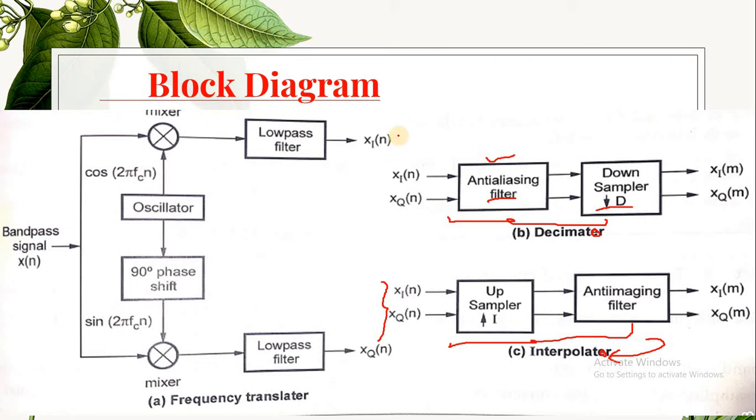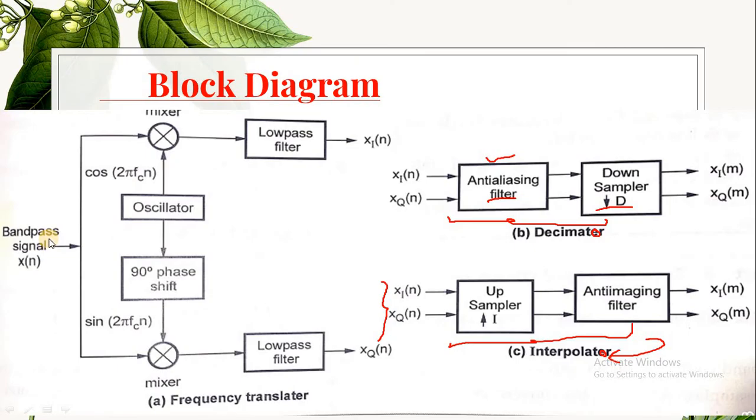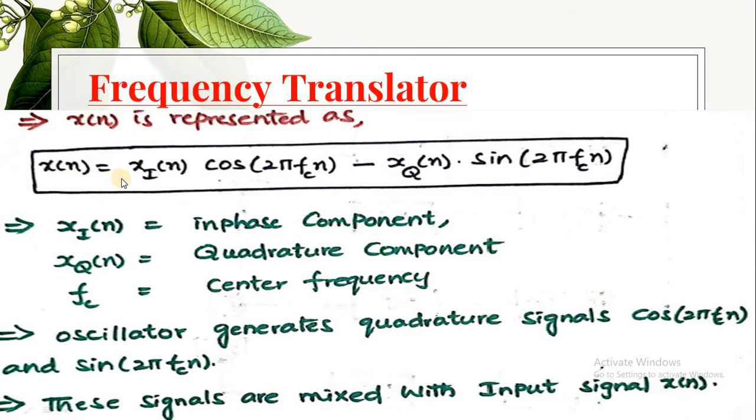Then the low pass filter outputs xi of n and xq of n. xi of n is the in-phase component, xq of n is the quadrature phase component. Then we have to discuss some more equations of a frequency translator. Here x of n is a band pass signal. x of n equals xi of n cos 2 pi fc n minus xq of n sin 2 pi fc n. Here fc is the center frequency.